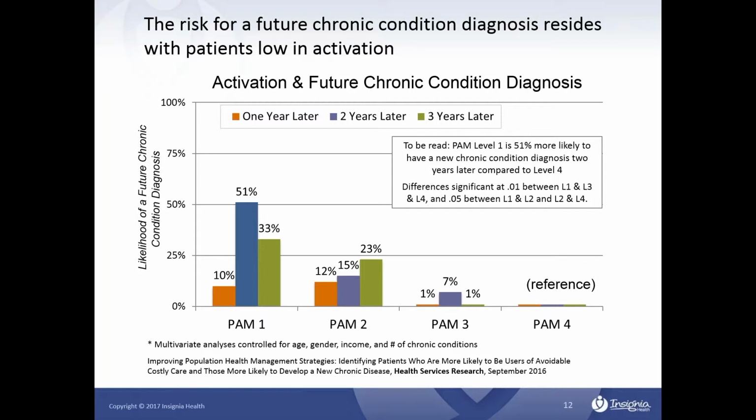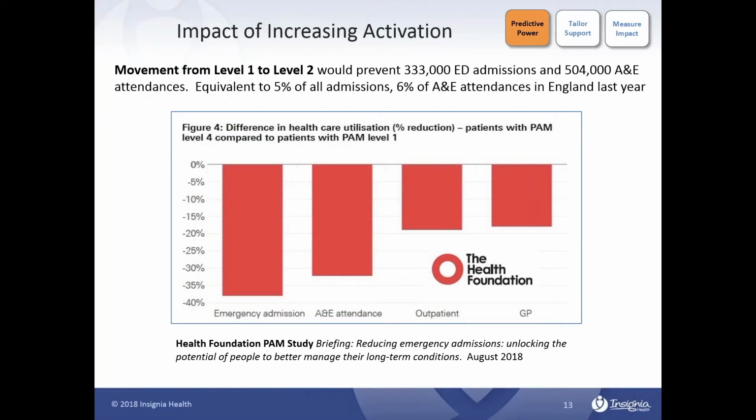Next slide, please. This was a recent study late last year done by the Health Foundation, with a big population of about 10,000 patients. They found that if we could move people from a level 1 activation, a low activation, to a level 2, it would probably prevent about 330,000 emergency department admissions and 504,000 A&E attendances. And they felt that this is about a 5 to 6% reduction across NHS England.